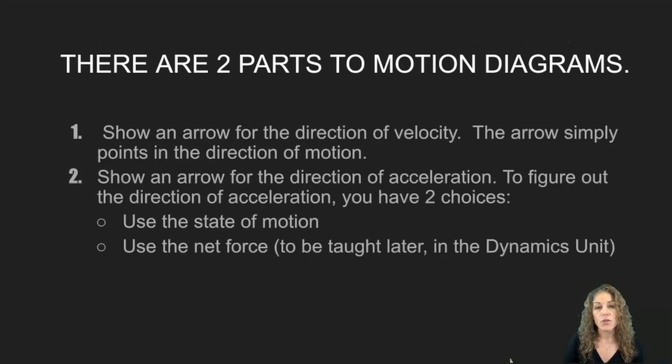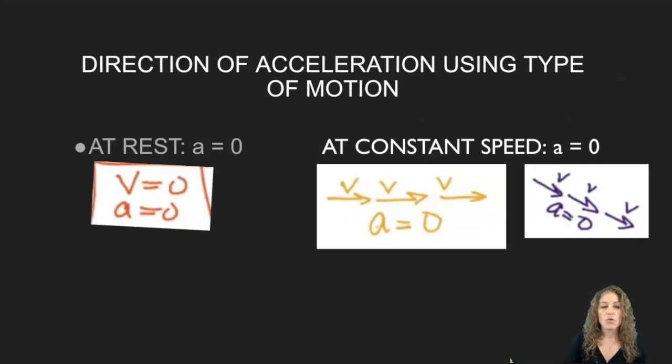There are two parts to motion diagrams: showing arrows for the direction of velocity and showing an arrow for the direction of acceleration. You need to know which way the object's moving to show the direction of velocity. And to know the direction of acceleration, you have to know what type of motion it is. So the direction of acceleration is really easy to predict.